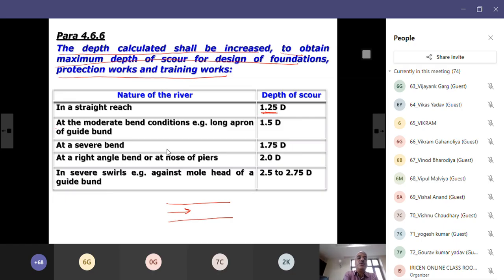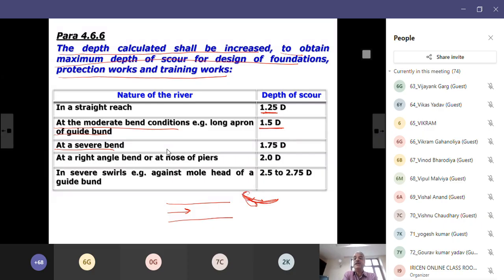If there is some moderate bend, which normally may happen in a long apron in training and protection work here, or a guide bend, etc., then you increase it by 50%. If it is a severe bend, again it happens in training and protection work at some places.